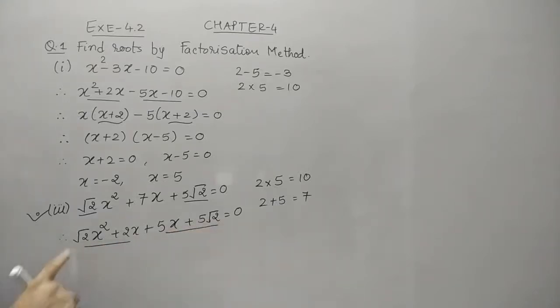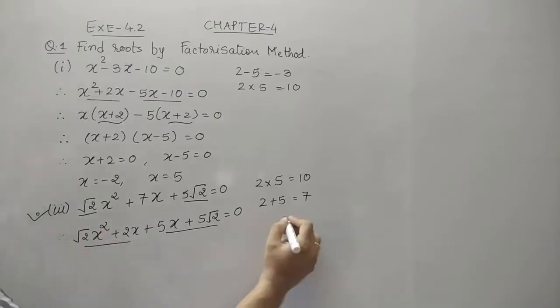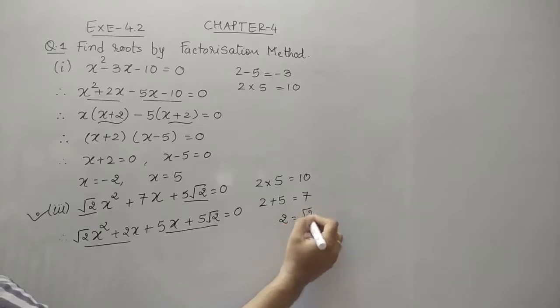Again the question arises: when it is irrational and rational, then how to take out the common? So remember students, if it is possible, find the factors. But as it is 2 only, 2 can also be written as root 2 into root 2.